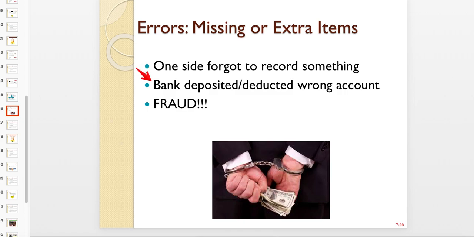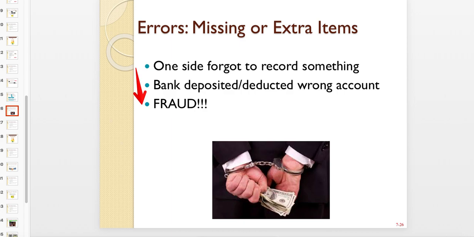Sometimes there might be a difference because the bank deposited or deducted something to the wrong account. They put money in your account that they should have put in somebody else's account, or they took a check out of your account that they should have taken out of somebody else's account. So that's possible. Again, nothing intentional, but it is still something that needs to be addressed. But it could be that there is fraud. Okay, so if a deposit is missing, say you sent your employee to the bank to make a deposit and that money is missing, could be that they took it, and that would be fraud.